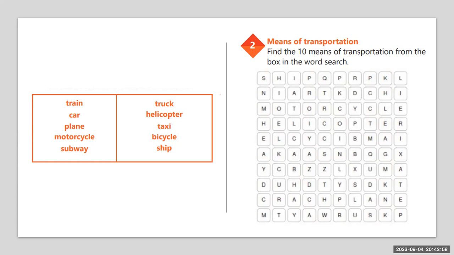Okay, I don't know if you are able to check it right here. Motorcycle, teacher. Ship, in the first line, ship, teacher. Okay, you got it there. Yeah, in that first line. The second line, train. Which one? In the last line. Okay, just put the red color there.